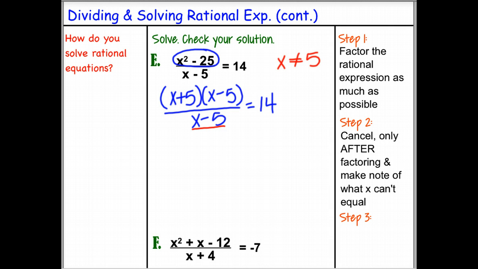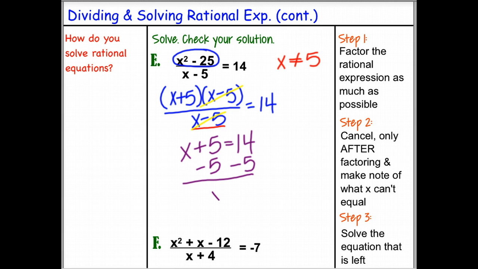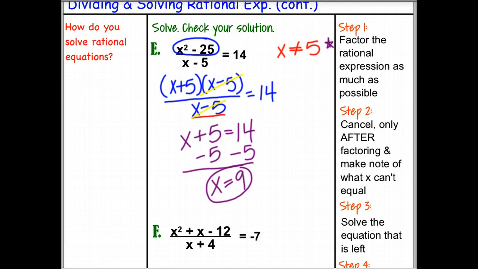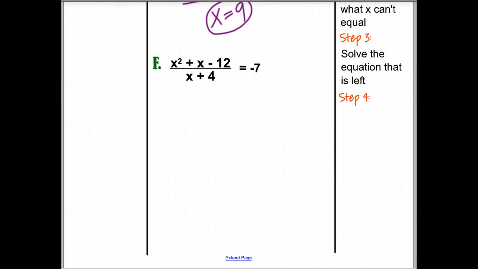But now we need to cancel. I see that I can cancel the x minus 5's, which leaves me with an equation of x plus 5 equal to 14. I subtract 5 from both sides, and I get x is equal to 9. Now, checking back here, seeing that the x we got does not equal 5, that means that our solution is x equals 9.